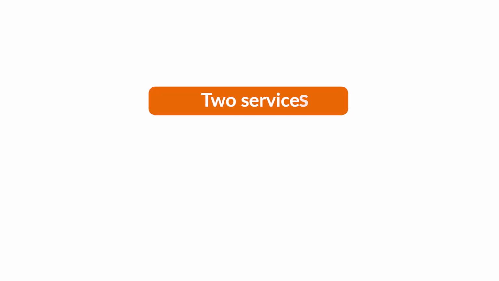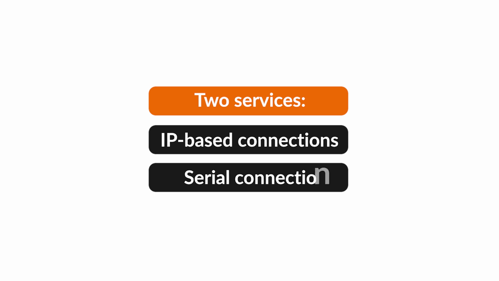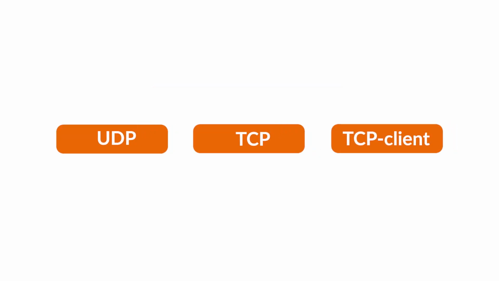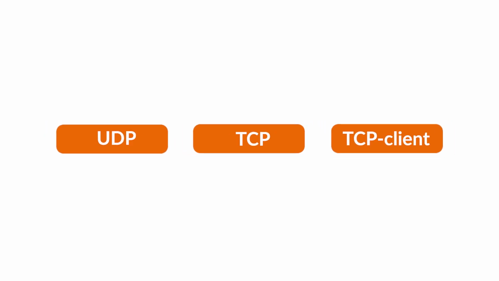When handling both IP and serial connections, we recommend using two distinct services, one to manage all IP-based connections, and another to handle the serial connections. Additionally, it's a good practice to segment the IP connections between UDP, TCP, and TCP client connections.